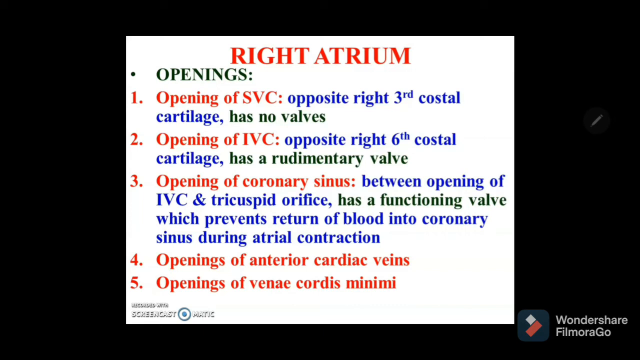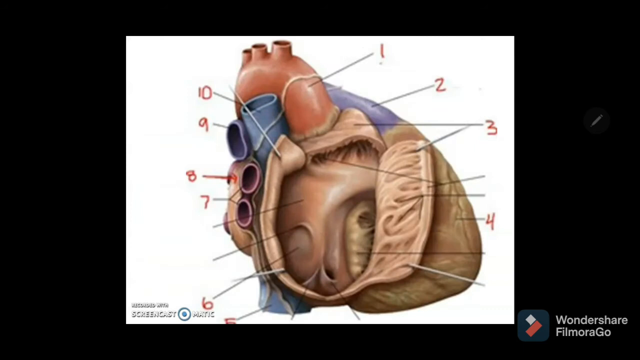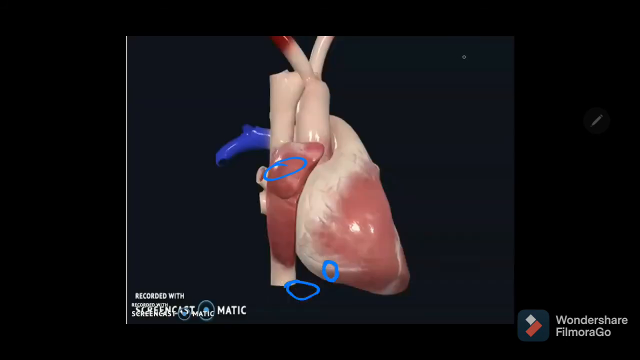The opening of the superior vena cava lies opposite the right third costal cartilage. It doesn't have any valve, whereas the inferior vena cava has a valve called the Eustachian valve. It lies opposite the right sixth costal cartilage. And the coronary sinus has a valve called the Thebesian valve, and it lies between the opening of the inferior vena cava and the tricuspid orifice that you see here. So, opening of superior vena cava, inferior vena cava, coronary sinus.